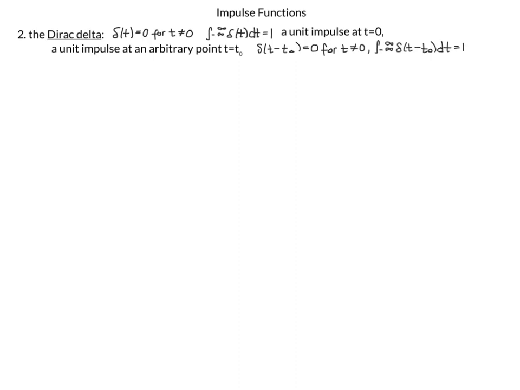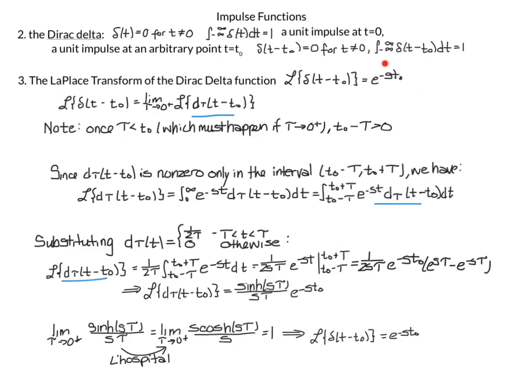I will also add that a unit impulse at an arbitrary point, t equals t naught, so instead of centering it at 0, we're going to center it at t naught. We'll be using this formula here, and we'll do some examples of this. And the Laplace transform of our Dirac delta function centered at t naught is equal to e to the minus s t naught.